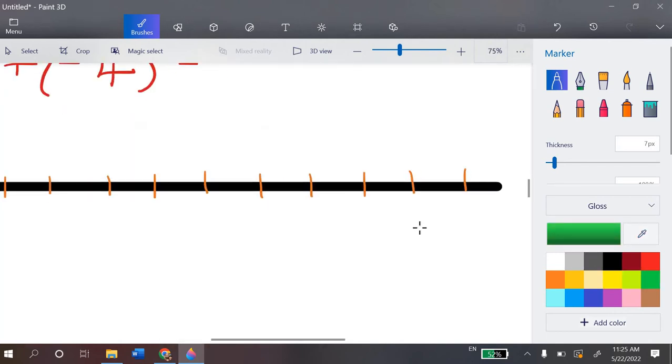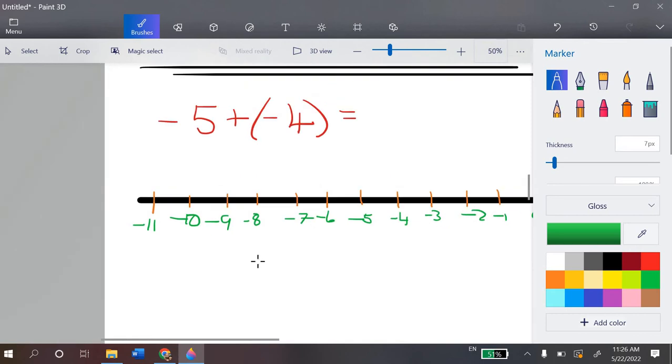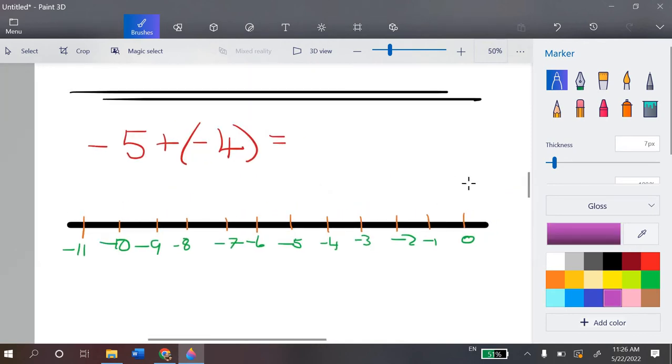Okay, what number will we start from? I'll start from 0. Okay, well, negative 1, negative 2, negative 3, negative 4, negative 5, negative 6, negative 7, negative 8, negative 9, negative 10, negative 11. Okay, where do we start? We start on this number. Okay, we're going to start at negative 5.